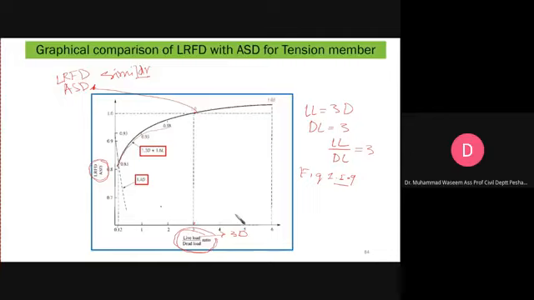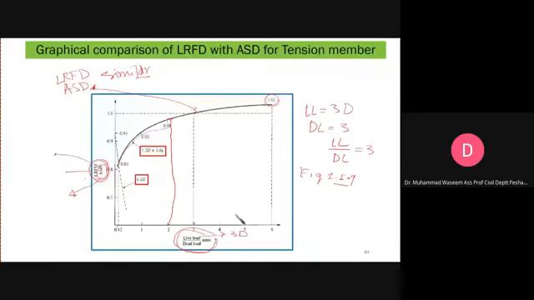Now if the live load to dead load ratio is 2, if you project this line here, it will intersect somewhere here. So ASD will result in a larger cross section as compared to LRFD. When the live load to dead load ratio is less than 3, ASD will be conservative. If the ratio is greater than 3, LRFD will be conservative, but only by about 3%. For explanation, you can refer to this one.